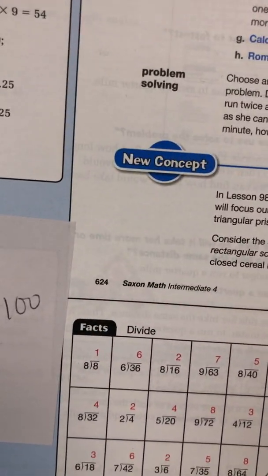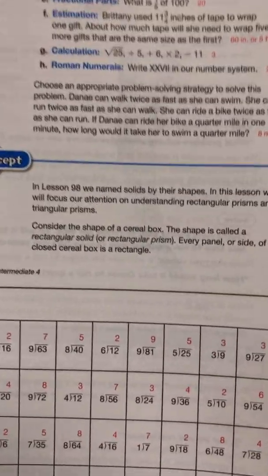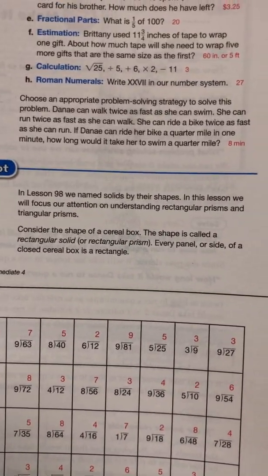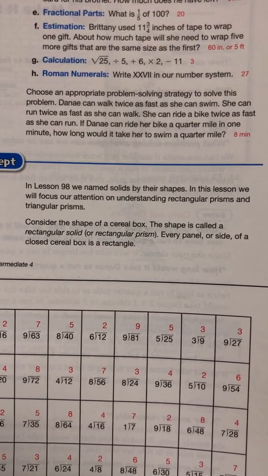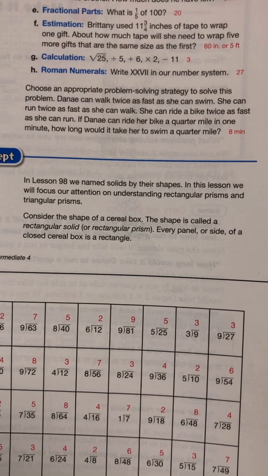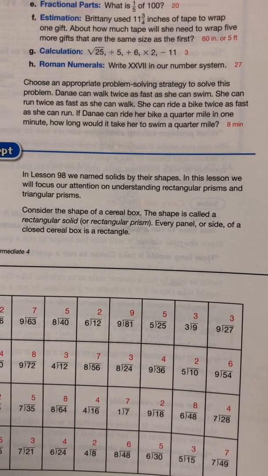Okay, today we're learning about lesson 99 and 100. So 99, you will find that on page 624, constructing prisms. In lesson 98, we named solids by their shapes. In this lesson, we will focus our attention on understanding rectangular prisms and triangular prisms.